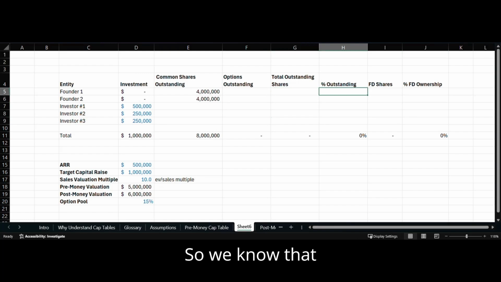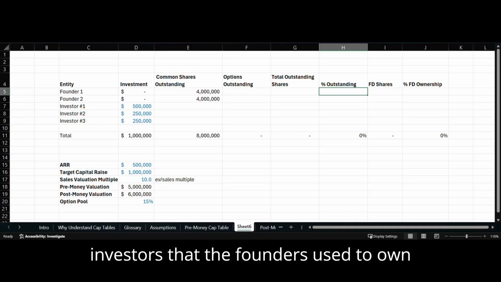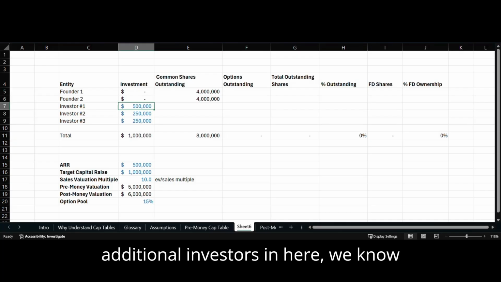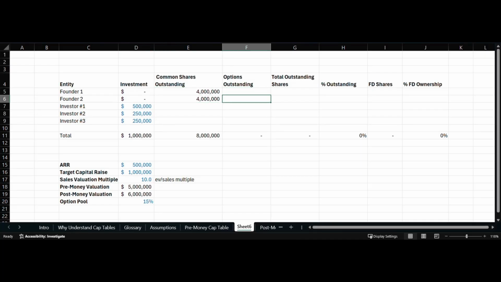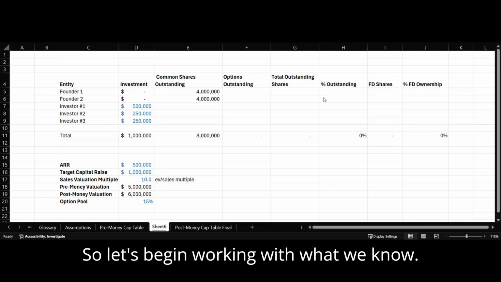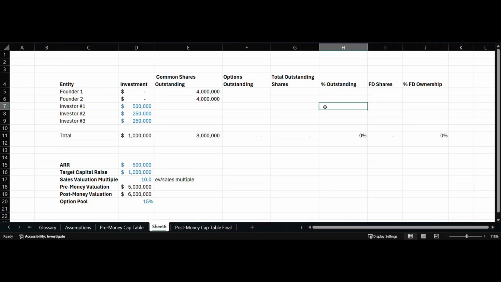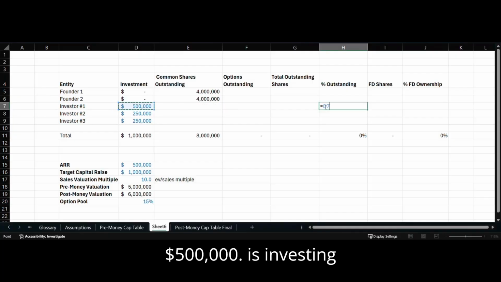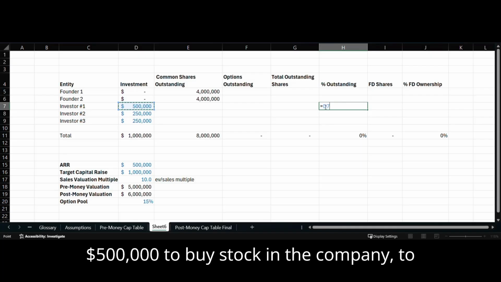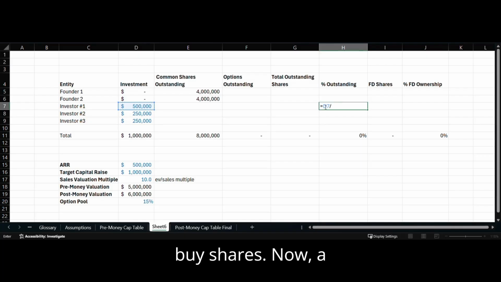So we know that the founders used to own 50% of the company, but now with these additional investors in here, it's going to be lower than 50% each. So let's begin working with what we know. We know that this investor is buying $500,000, is investing $500,000 to buy stock in the company, to buy shares.